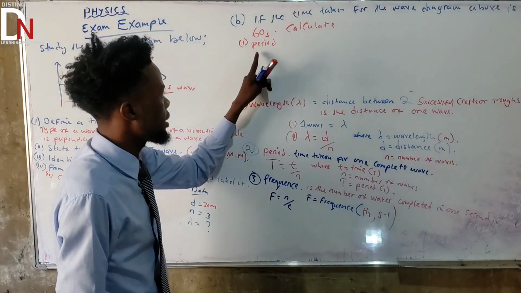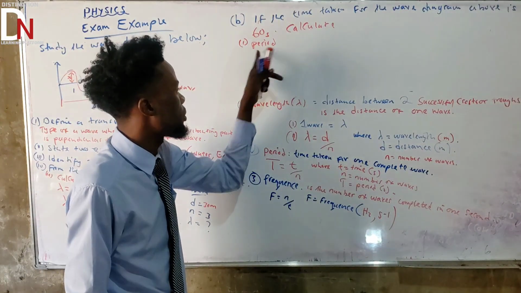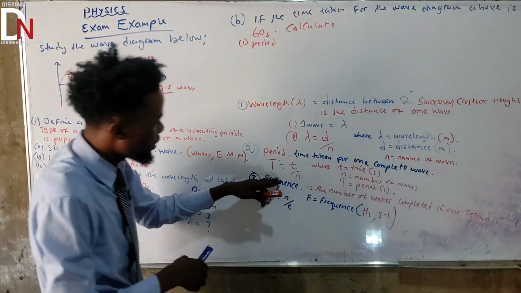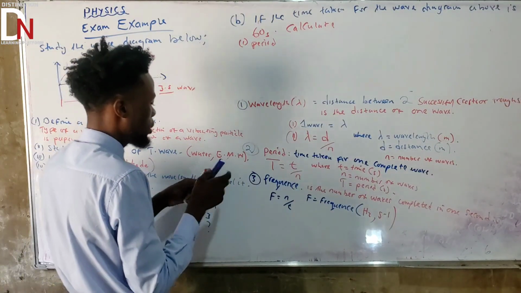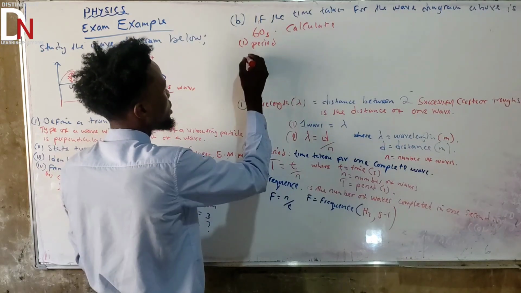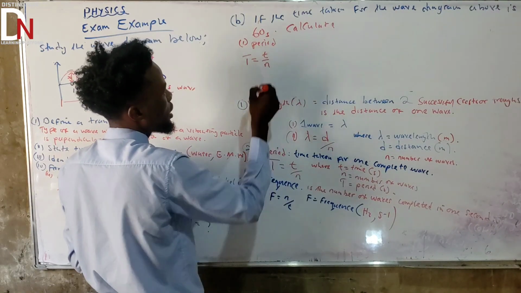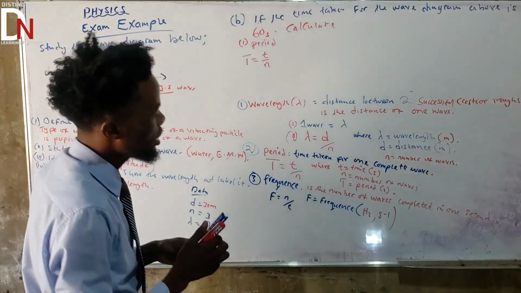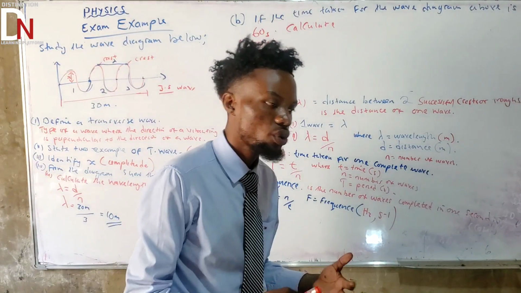Okay, so now let's say they ask you the question to find the period. How can you find the period? The period comes from this formula, T. We know that T equals small letter t over N, according to that. Now the question you can ask is, how can you know that this is the formula that I need to use?